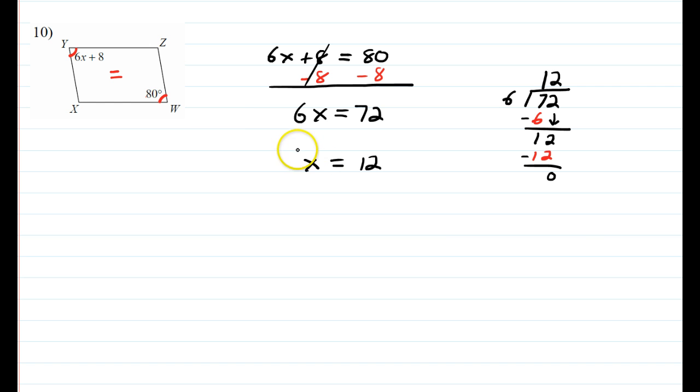The directions stated, all we need to do is find x. So the value of x is 12. If you wanted to make sure you were right, you could take that 12 and plug it in here. 6 times 12 is 72, and 72 plus 8 is 80. And since these are opposite angles, they have to equal each other.